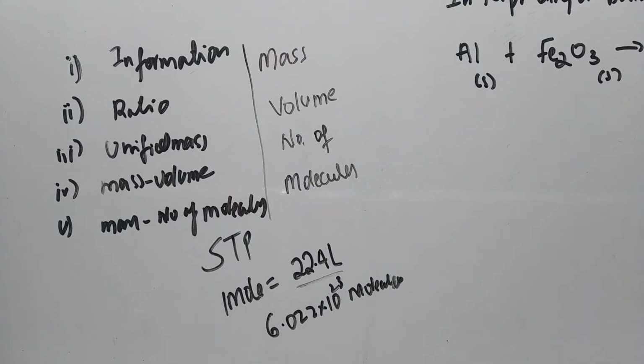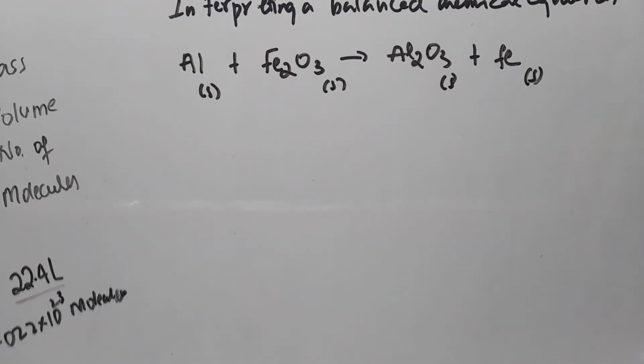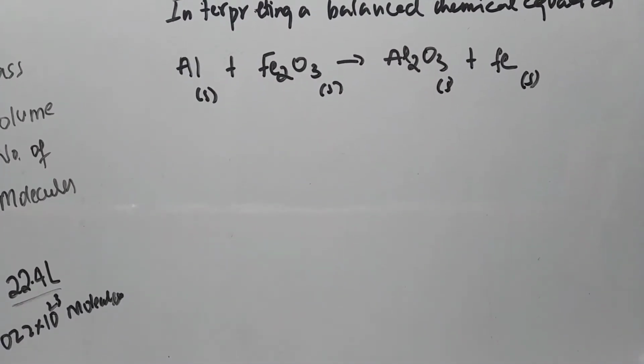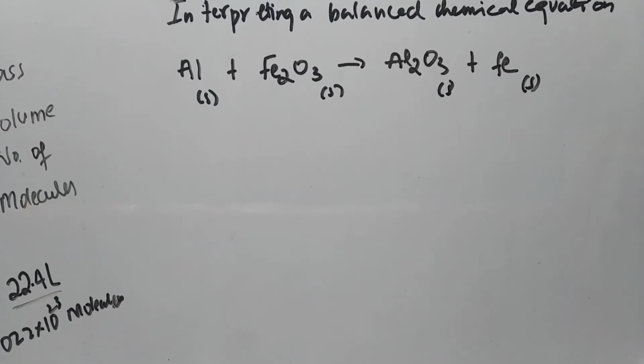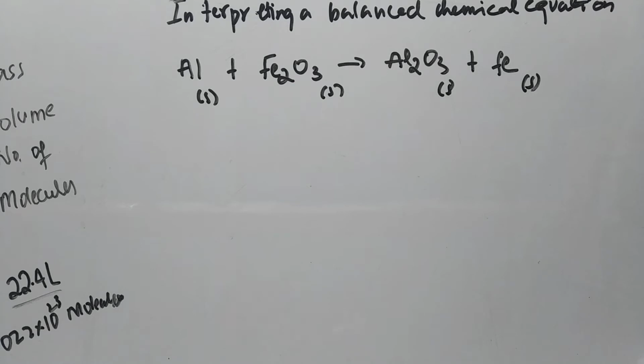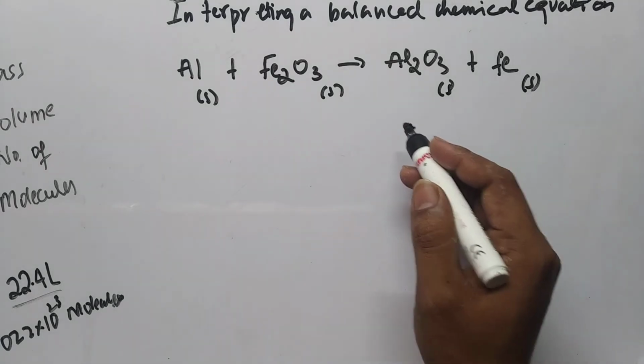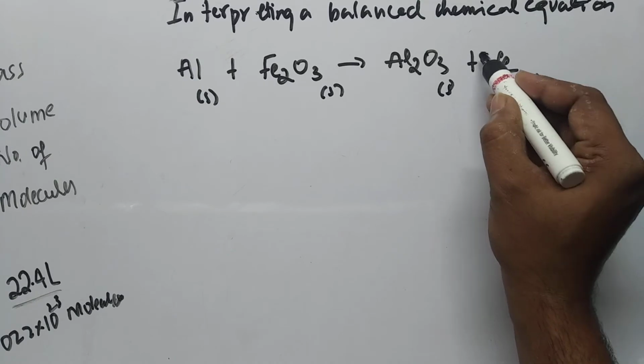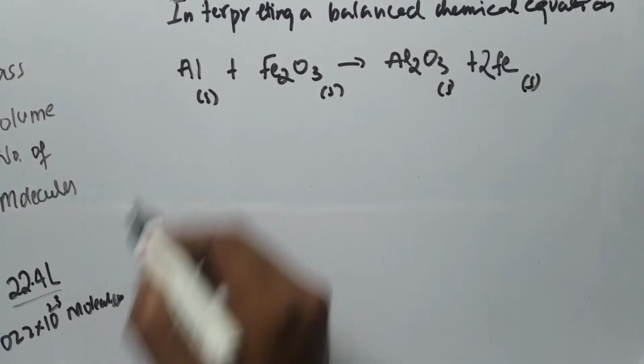Let me take you to the questions, and now let me solve a question here. Given that aluminium, when it reacts with ferric oxide, gives aluminium oxide and iron. First of all, you need to calculate the molecular mass. You can see on the board whether the equation is balanced or unbalanced. It is unbalanced, right? The first step is you need to balance. Here we have 2 iron, so we write 2 here. Here we have 2 aluminium, so we write 2 here.